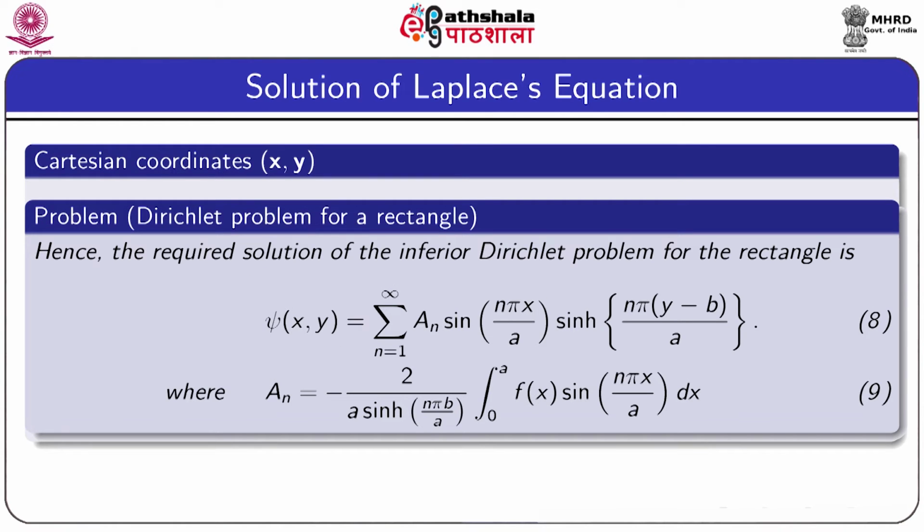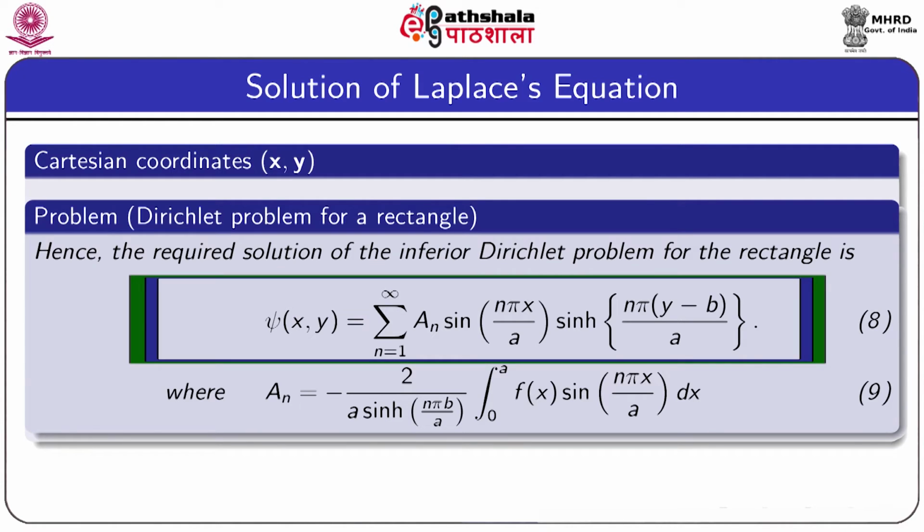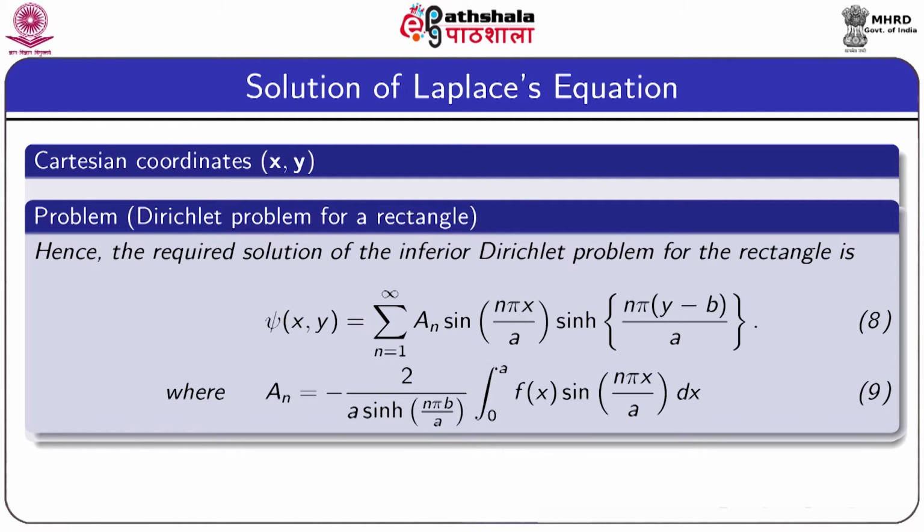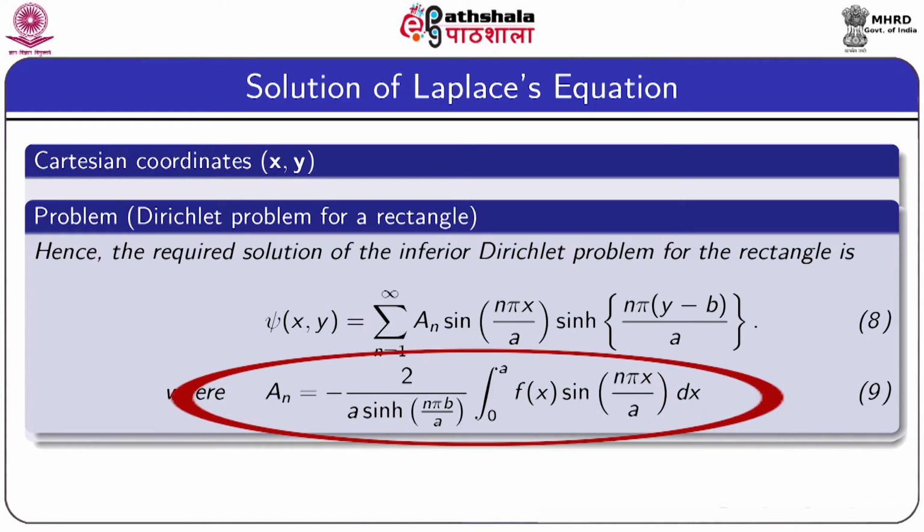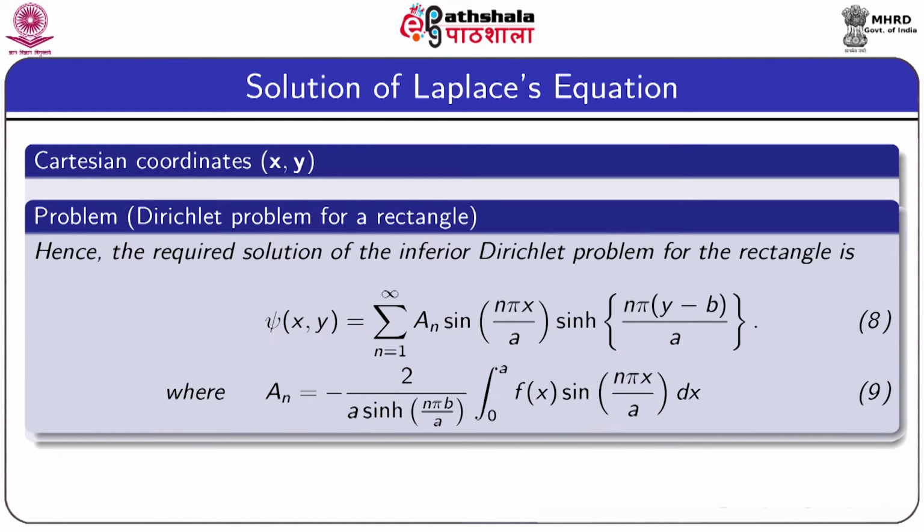Thus, the required solution of the interior Dirichlet problem for the rectangle boundaries becomes psi equals the sum over n of a_n sin(n pi x by a) sinh(n pi (y minus b) by a), where a_n equals minus 2 divided by a sinh(n pi b by a) times the integral from 0 to a of f(x) sin(n pi x by a) dx.